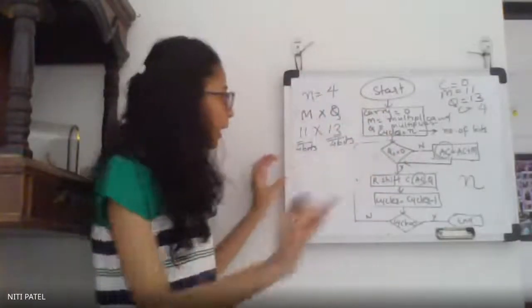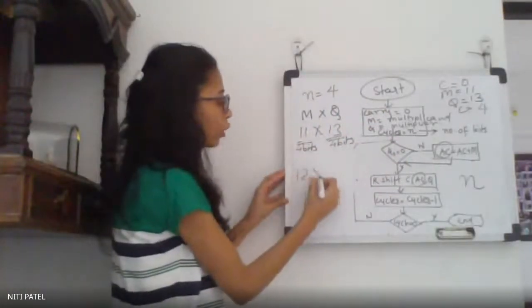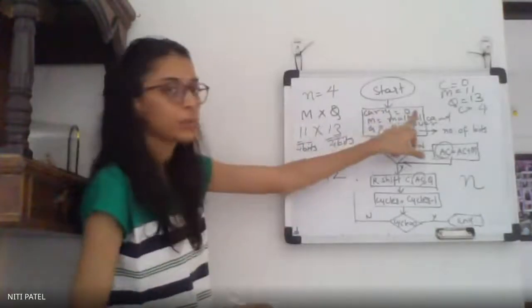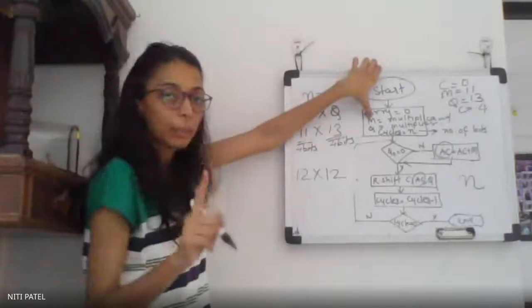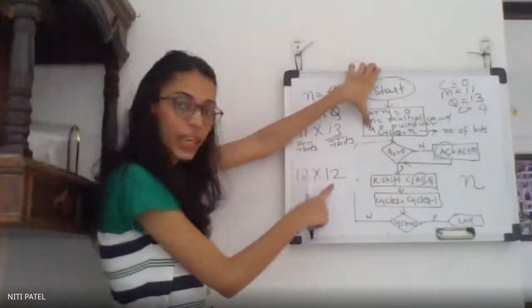I repeat, initially carry will always be 0, let it be any number. If I take 12 into 12, carry will always be 0. Multiplicand will be the first number, that is 12. Multiplier will be the second number, that is again 12.